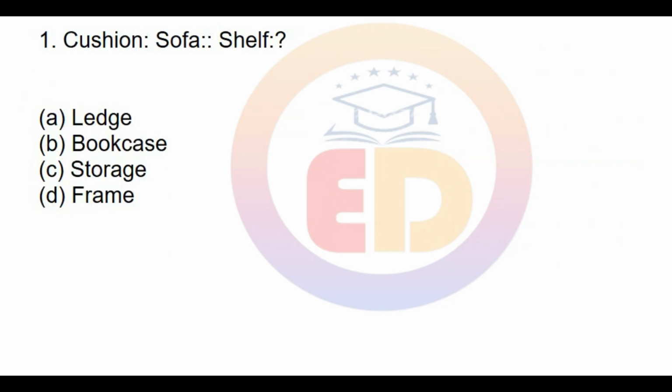Now let us move on to some questions. Here they have given a pair of cushion and sofa, and they are asking what will be the pair with shelf. We know that cushion is a part of sofa. So the first word cushion is a part of the second word sofa. They are asking the relationship of shelf. Guys, shelf is a part of bookcase.